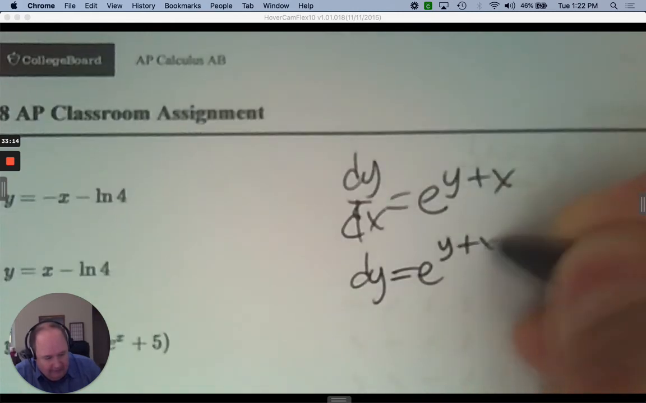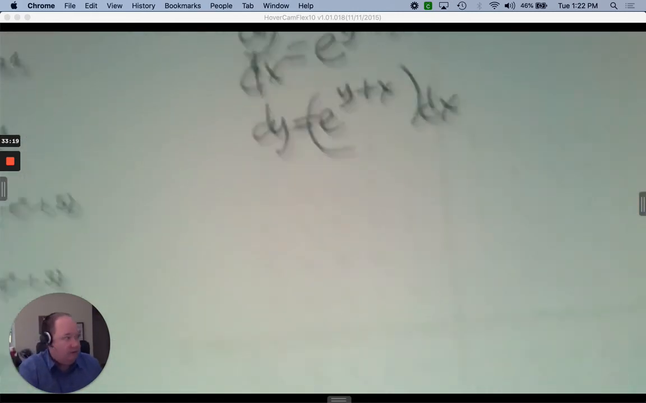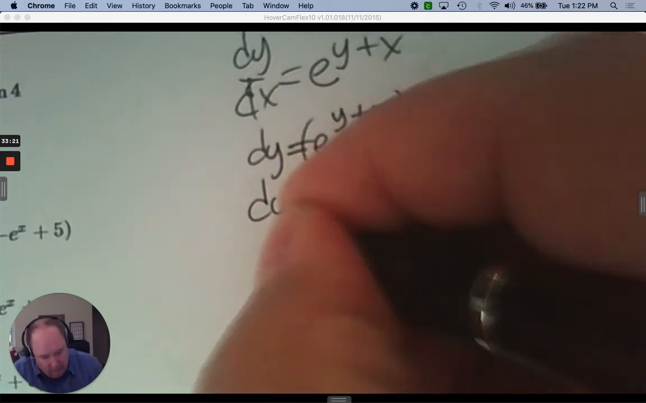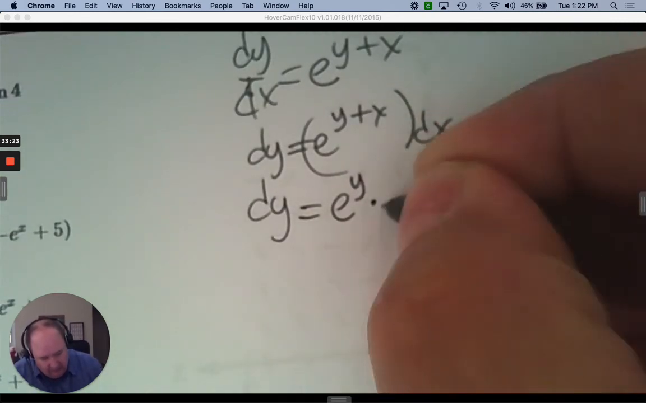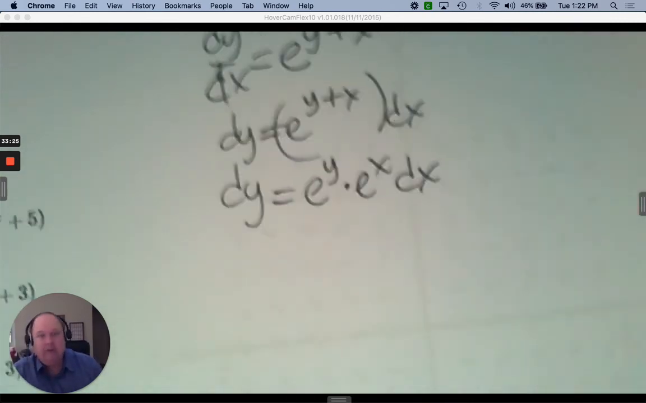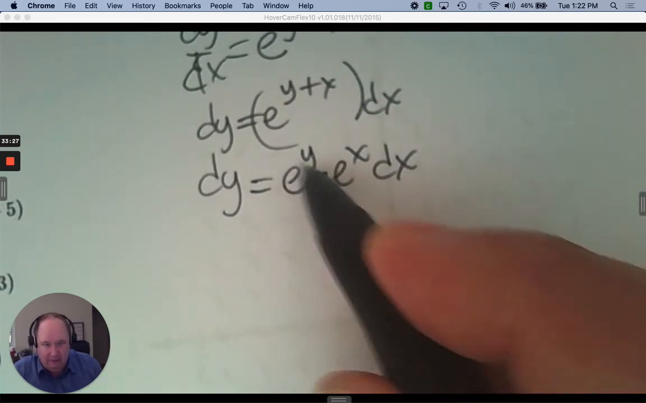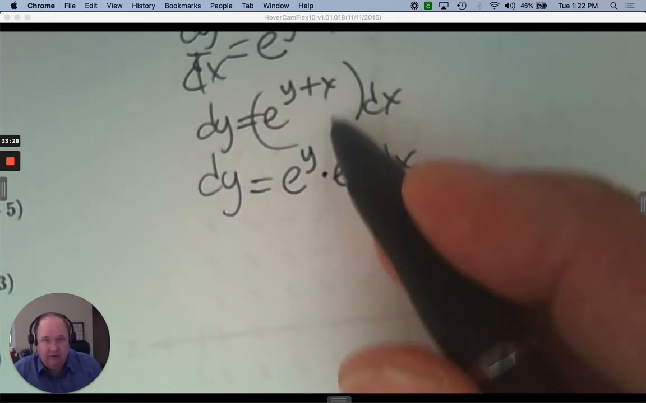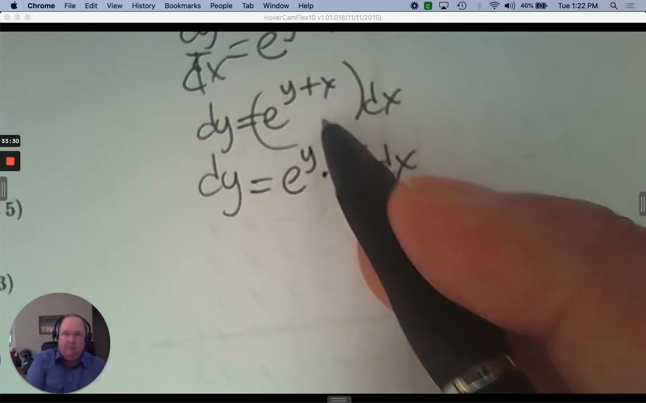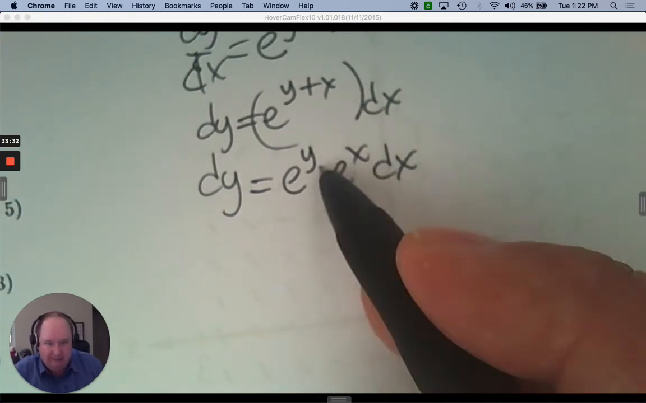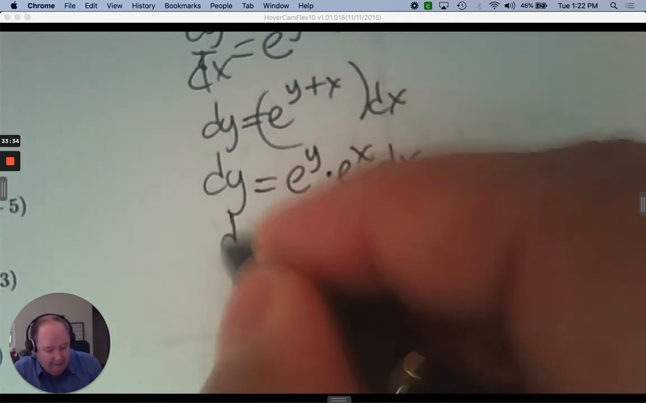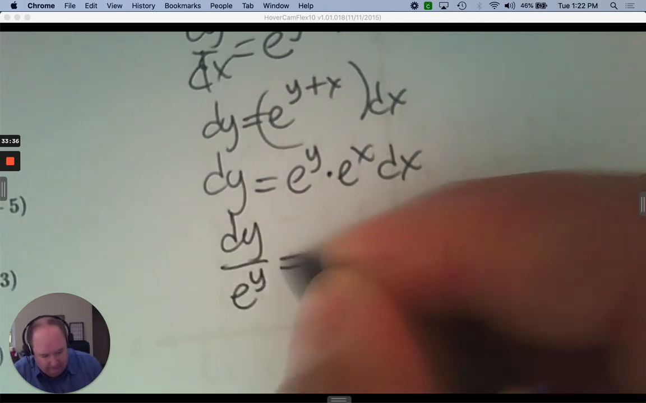But then the next step is we need to know how to separate the variables. So we need to know exponent laws. That when we're adding, we could actually write this as multiplying with the same base. So it's like the anti-exponent laws going backwards. But by writing it this way, we can then divide and separate the variables.